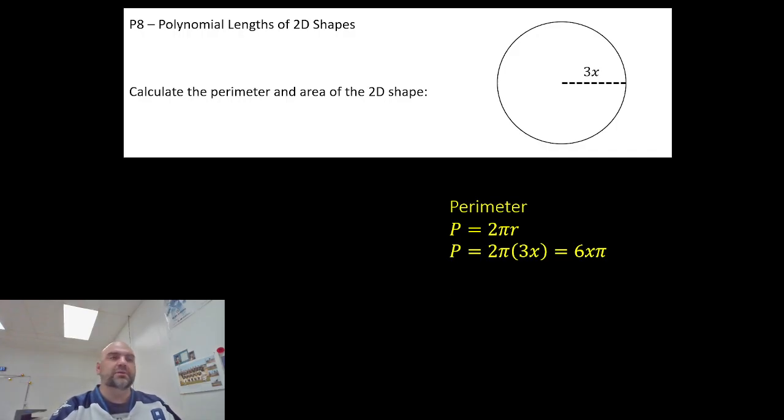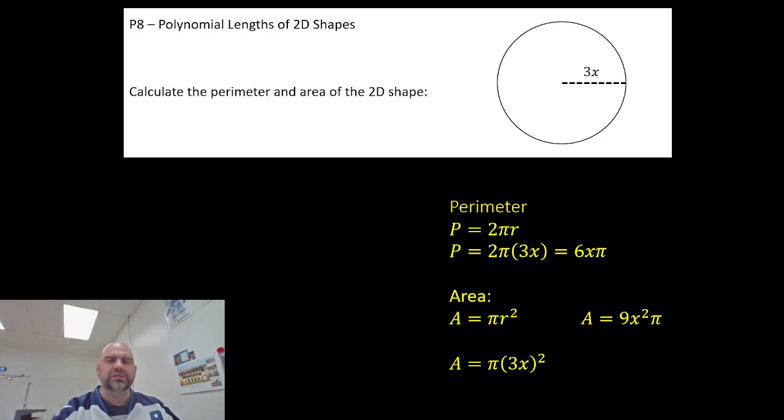Now area, we're going to do something very similar in that way as well. Our formula is pi r squared, which means we need the radius squared. And this is where it's helpful to have the radius. If we have the diameter, we've got to divide it by 2. And so we have pi times 3x squared. Now 3x squared, 3 squared is 9, x squared is x squared. So therefore we're going to get 9x squared pi, or 9 times x squared times pi. So this is 9 times x times x times pi.